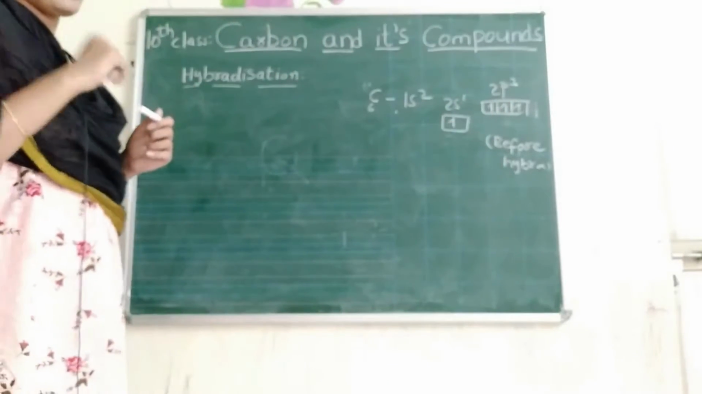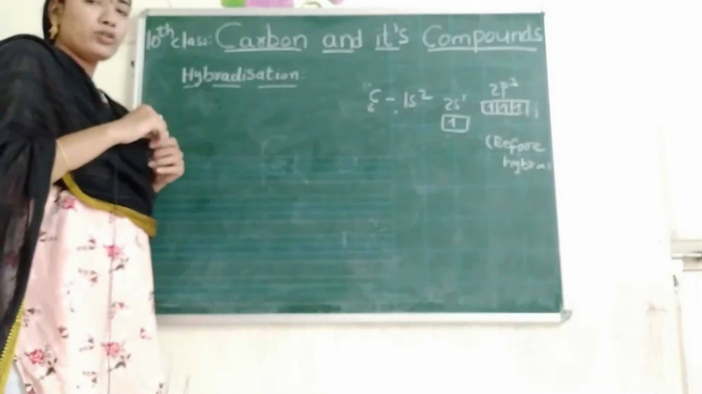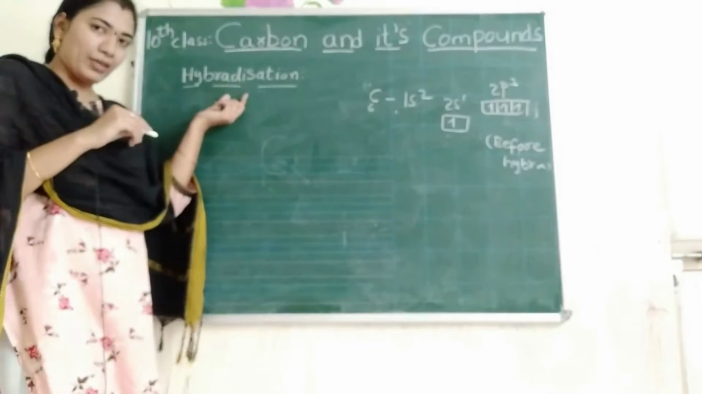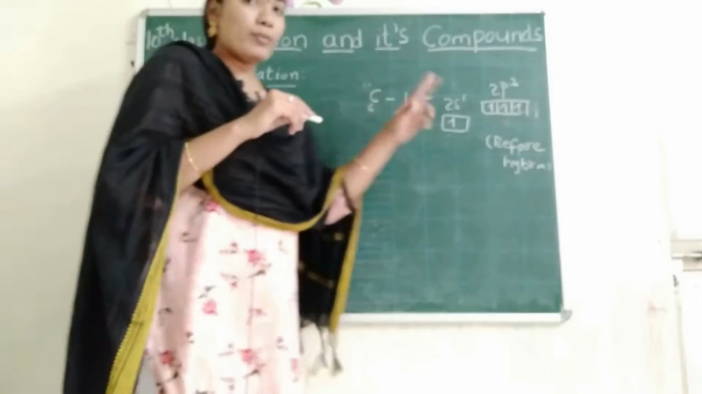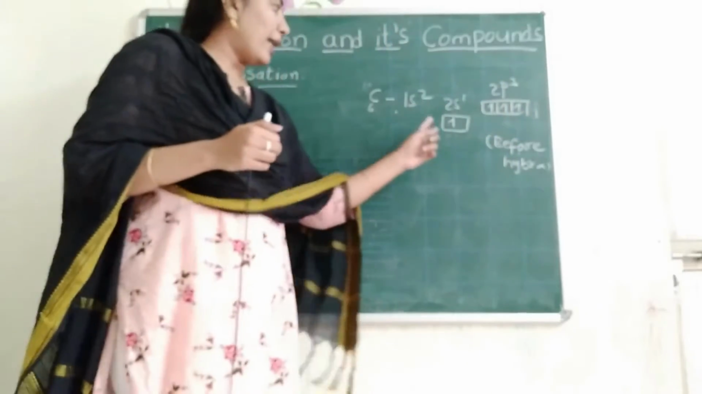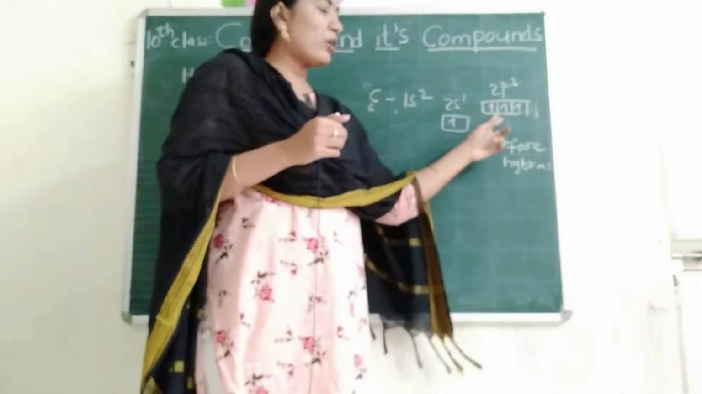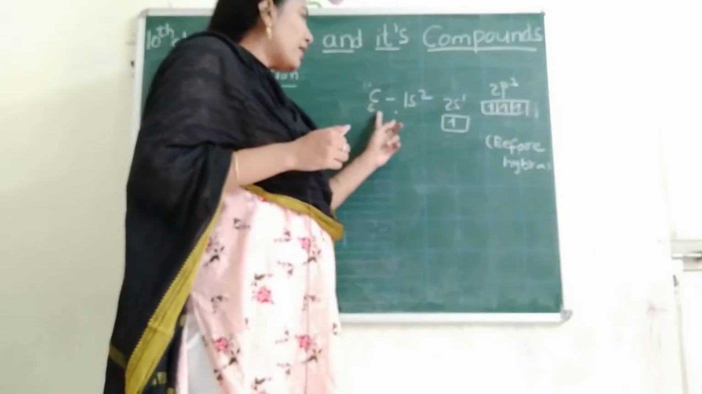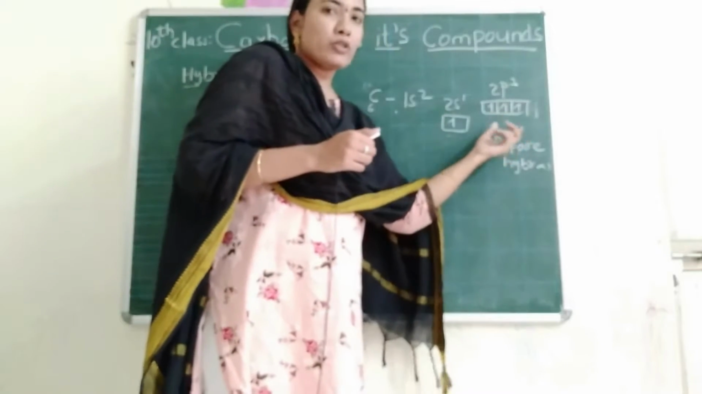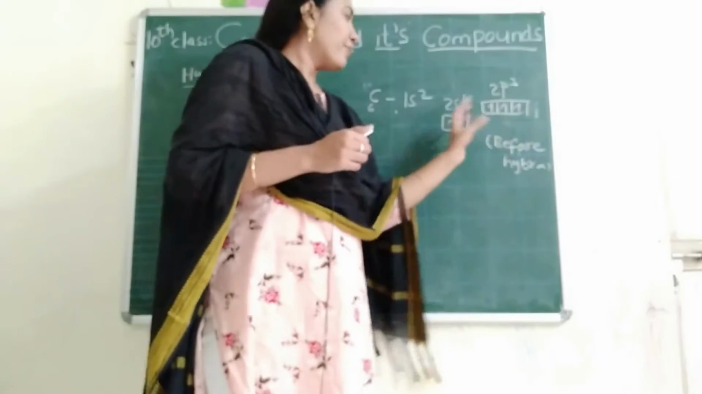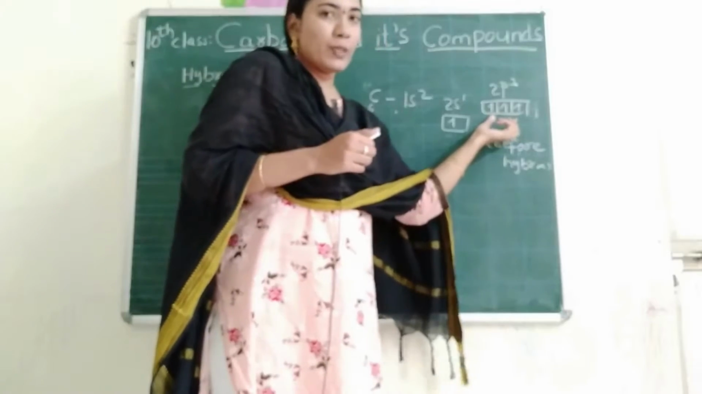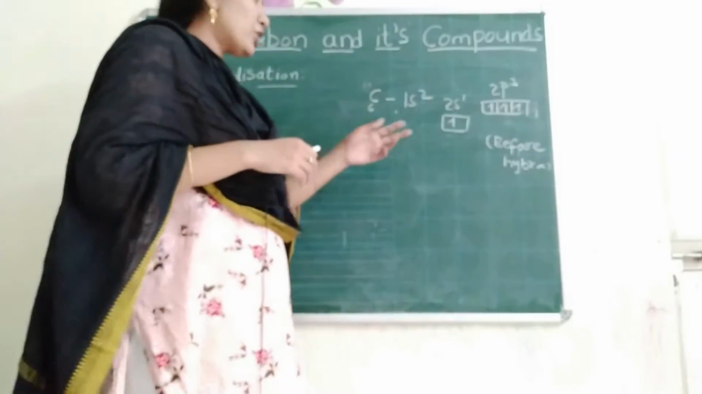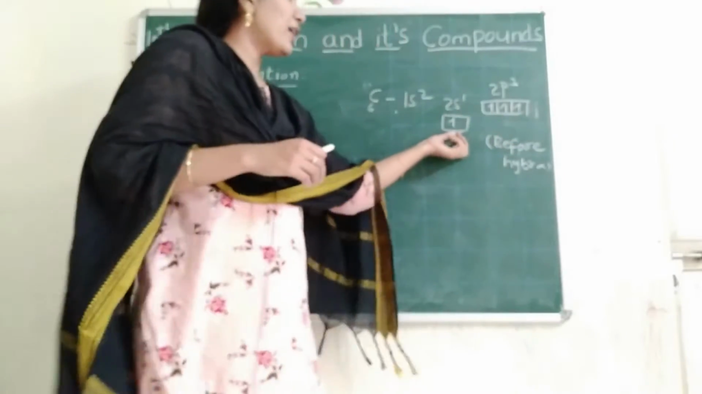Then what happens after hybridization? First you have to know what hybridization is. Hybridization means the intermixing of atomic orbitals. Are these atomic orbitals or not? These are atomic orbitals. Why? Here carbon is the atom and these are the orbitals of carbon, so these are atomic orbitals. The intermixing of atomic orbitals and redistribution.